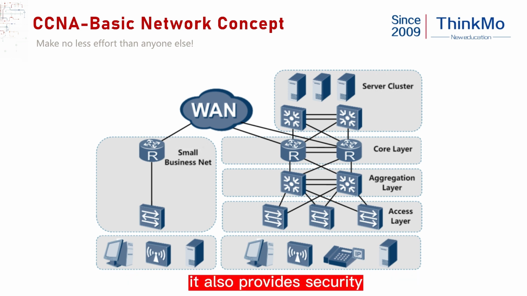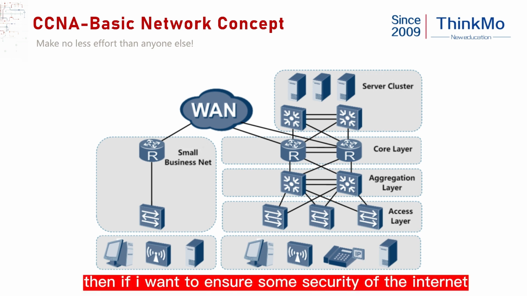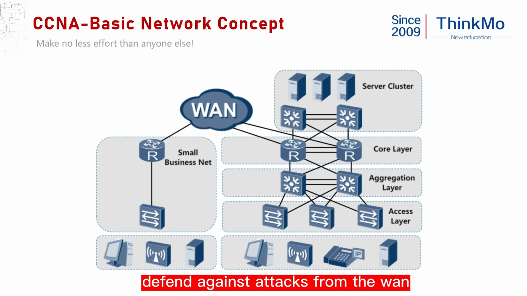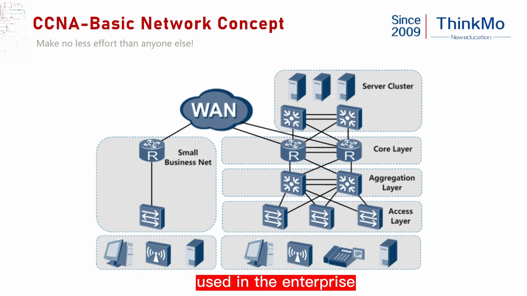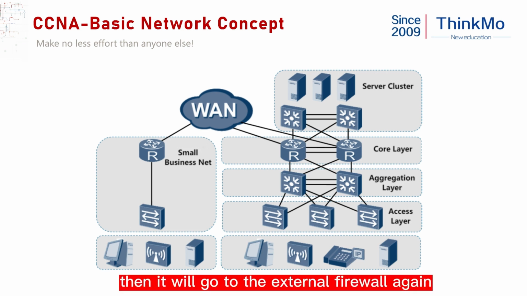Second, it also provides security. That is, if I buy a router separately, then if I want to ensure some security of the internet, defend against attacks from the WAN, I have to buy the firewall separately. So now, very many firewalls, regardless of the manufacturers, they all naturally come with many routing functions used in the enterprise. So in the core of the export here, in many places, the firewall is actually directly used. Only larger enterprises will use routers. Then it will go to the external firewall again.